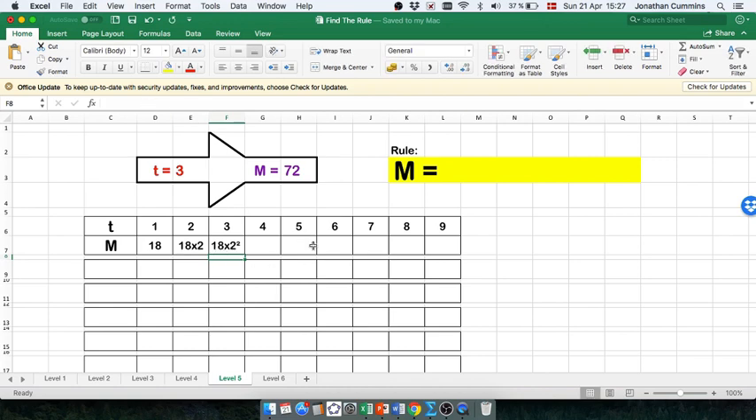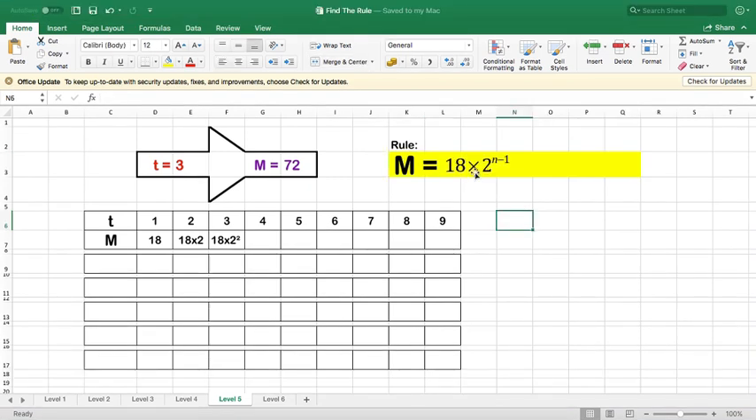So that's a pattern that I can start to generalize. So it always seems to be 18 times 2 to the power of something. So I'm expecting the next one would be 18 times 2 to the power of 3 when t is 4. I would expect the ninth one to be 18 times 2 to the power of 8. And then always 18 times 2 to the power of 1 less than the t there. So one way of writing the rule could be m equals 18 times 2 to the power of n minus 1.